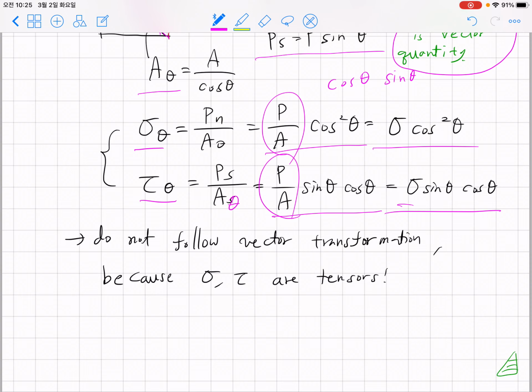Regarding the details of this mathematics, you are going to get some exposure in the undergraduate Solid Mechanics 2 course, or you can get an even better and more detailed treatment of this mathematical relationship in an advanced mechanics course in graduate school. So please remember that stress does not follow the vector transformation rule because stresses are tensors.